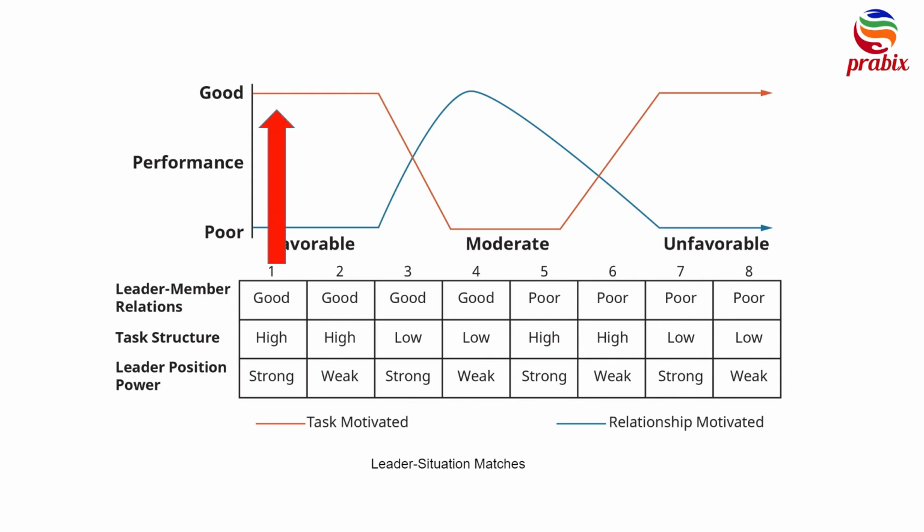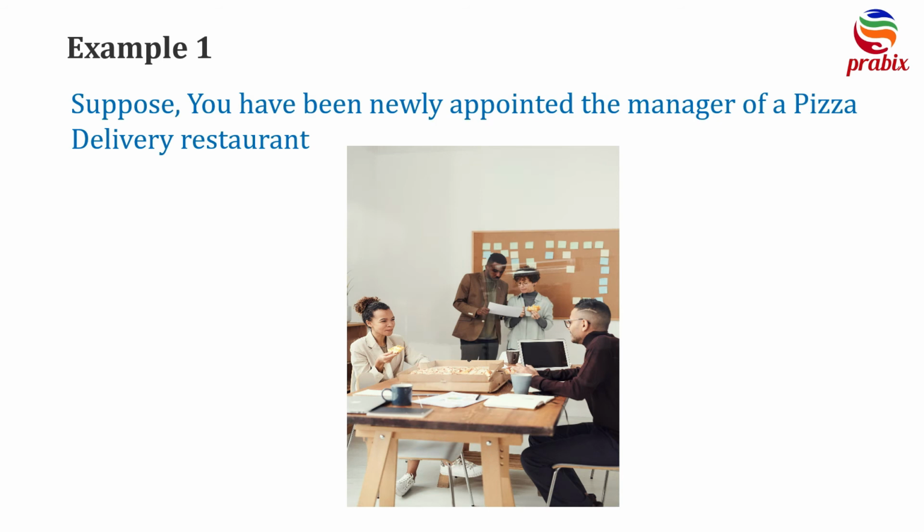Now see, when leader-member relationship is good, task structure is high, and positional power is strong, the task-motivated leader, that is low LPC leader, will perform well. Likewise, when leader-member relationship is good, task structure is low, and leader's positional power is weak, a high LPC leader will perform well. Now we will see a few examples of this model. In this example, we're going to imagine that you have been newly appointed the manager of a pizza delivery restaurant.